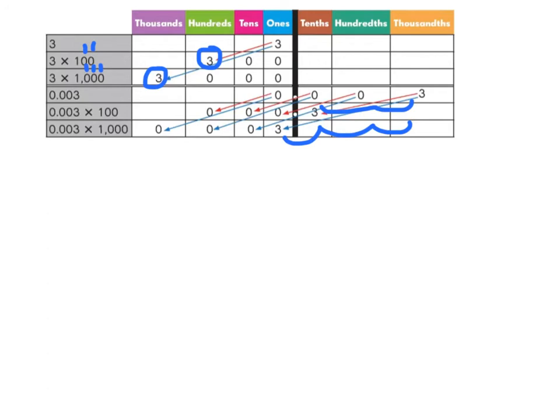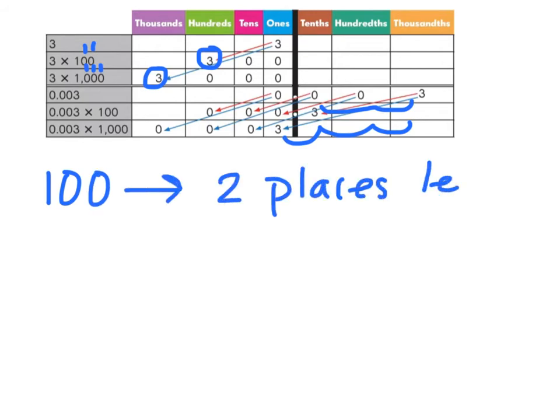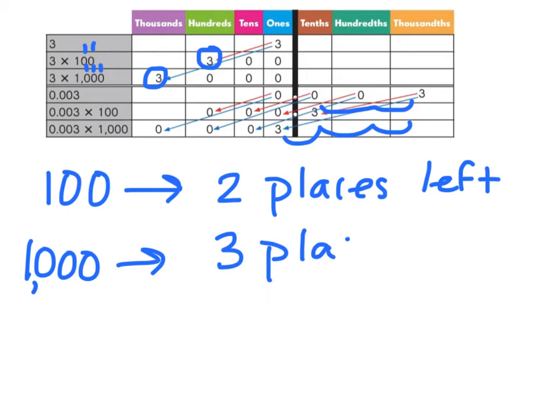So the general rule to follow is if you're multiplying by 100, you move 2 places to the left. And if you're multiplying by 1000, you're going to move 3 places to the left.